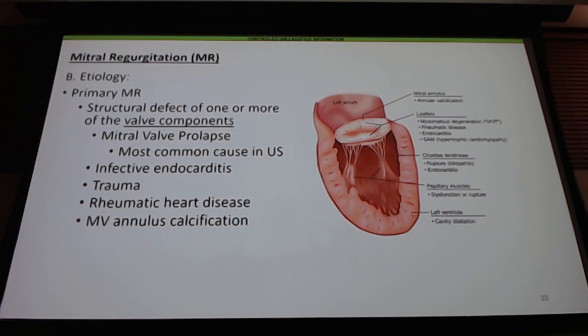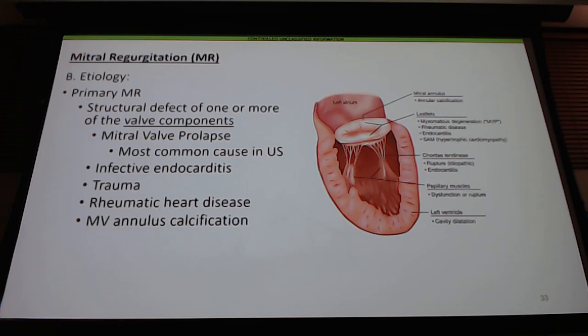Then we started talking about mitral regurgitation, and when we talk about any regurgitation valvular disease, we have to talk about what makes it primary and what makes it secondary, and then we have to talk about what is acute and what is chronic, because the treatments are going to be different depending on if this is primary, secondary, and if this is acute or if this is chronic.